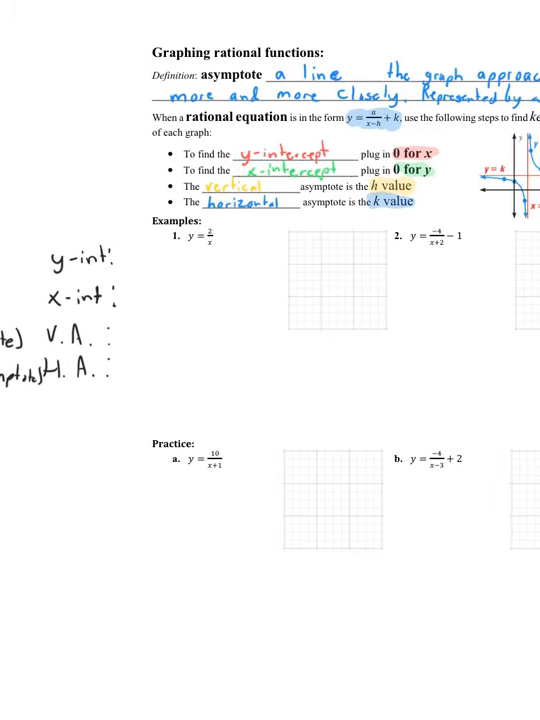Okay. So whenever you're looking for the y-intercept, you're going to plug in 0 for x. So what this first problem is going to look like, y equals 2 over 0. Well, in this case, 2 divided by 0, that's impossible. You can't divide by 0. So this does not exist. It turns out for this problem, there is no y-intercept. We're going to say does not exist, DNE.